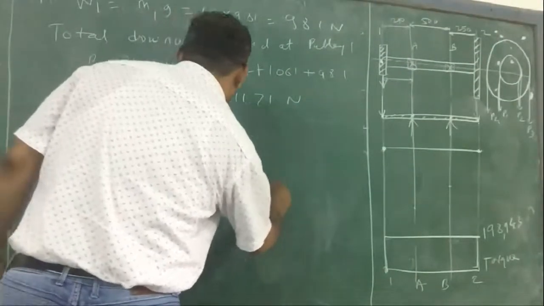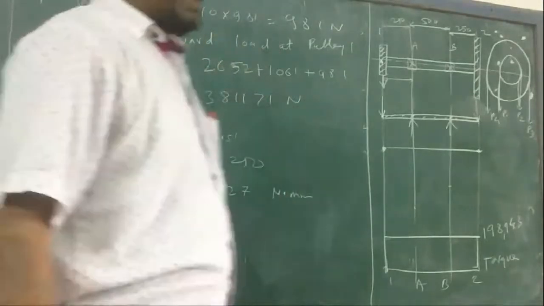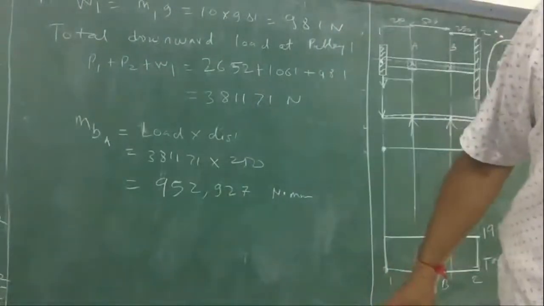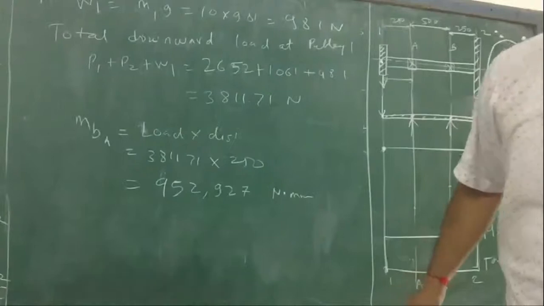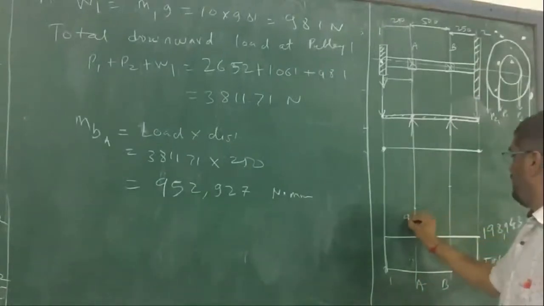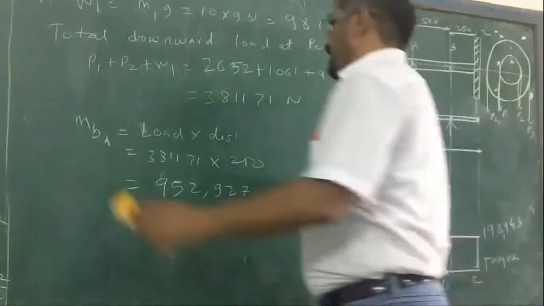952,927. The unit will be Newton into mm. So this is the bending moment at point A. So bending moment, let's put that in here now. 952,927, whatever we have got. Here it is, 952,927. This is the bending moment at A, right?